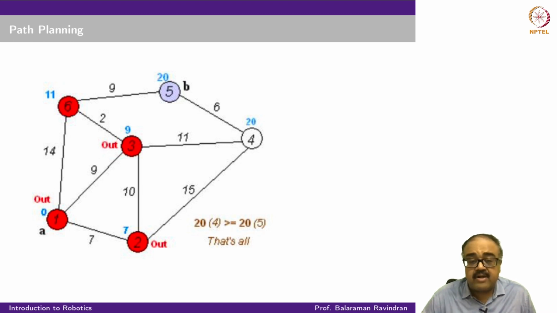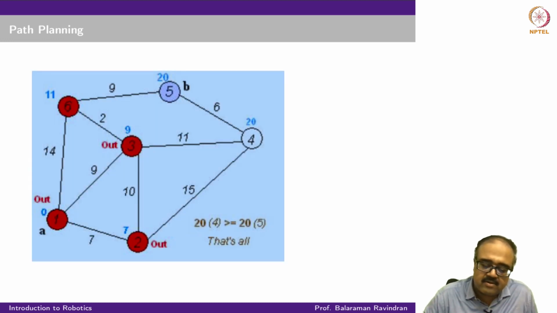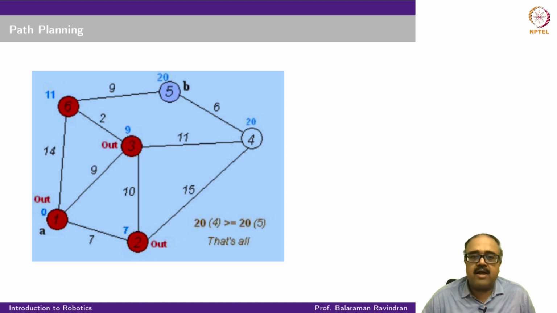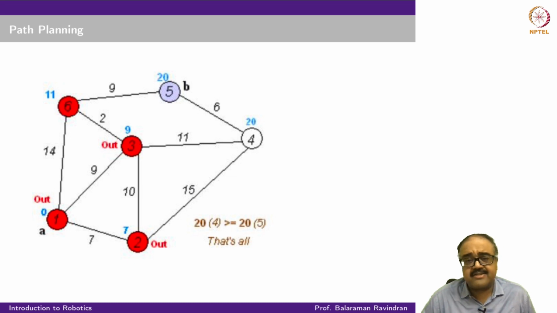But I don't have to look at all the nodes in the graph if I had a specific destination in mind. If 5 was my destination, and suppose there is a whole graph out here, I don't have to look at it because I've reached my destination. So I don't have to examine any further neighbors of 4, primarily because 4 has a cost of 20, right? So I don't have to examine anything further.